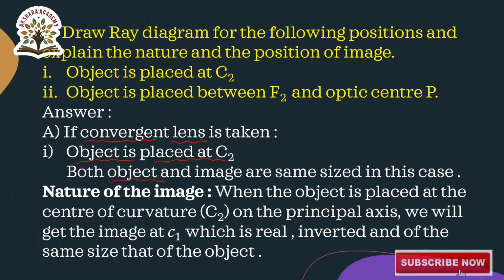Both object and image are the same size in this case. So whenever we place the object at the center of curvature, the image is also at the center of curvature, but it's the same size. Now what is the nature of the image? When the object is placed at the center of curvature on the principal axis, we will get the image at C1, which is real, inverted and of the same size. This is the nature of the image. The image is real and inverted and the same size as the object, and where the object is placed at C2, the image is also placed at C1.